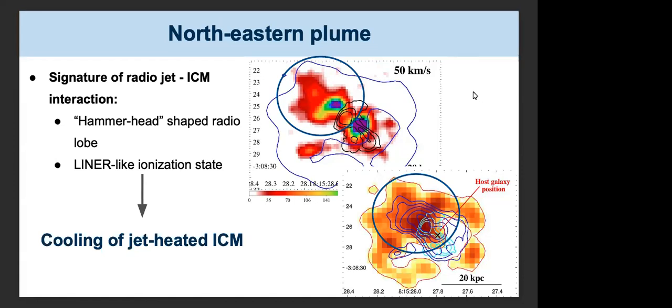So we have the jet that's heating a denser region of the intracluster medium, and then therefore it's compressing it and it cools faster, and we see this plume. So perfect. We already know that 3C186.1 is a good target to study the interaction between ICM and jet.